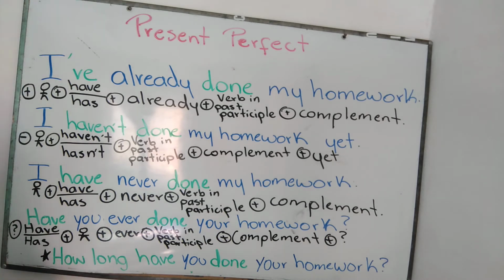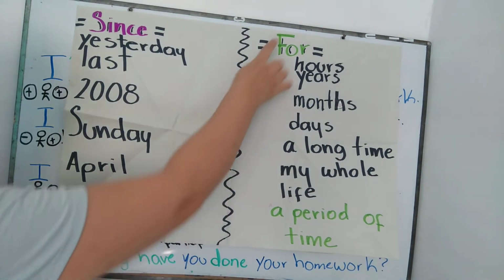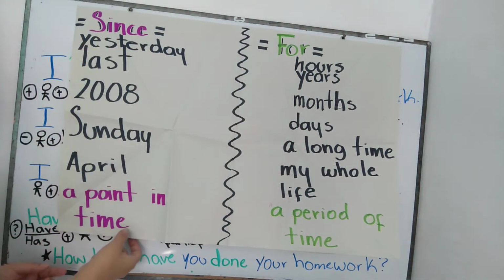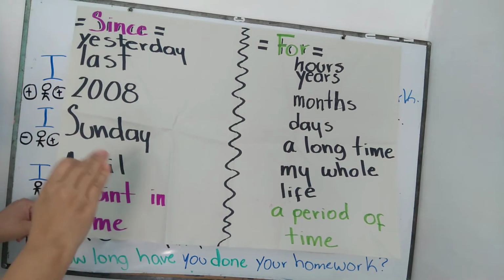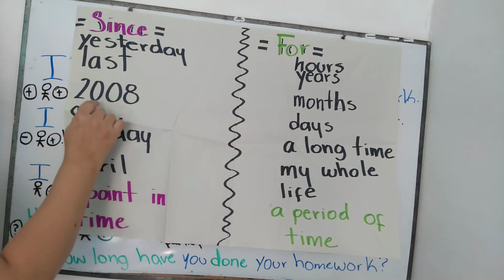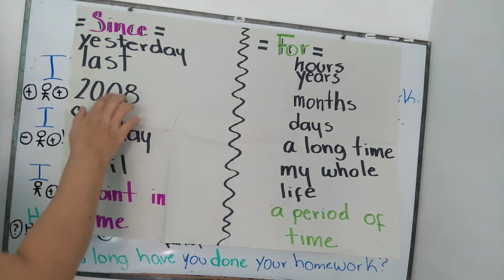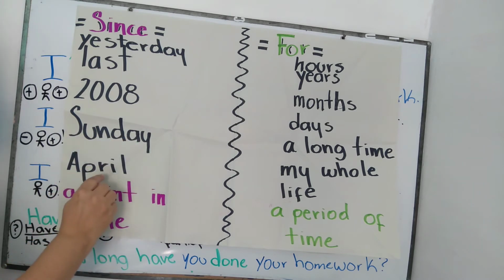Okay? For how long, you are going to answer using since or for, okay? Since you are going to use for a point in time, okay? So you can use yesterday. Yesterday is going to be with since. Last, in here you can say last week, last year, last month, okay? A specific year, the number, okay? The specific day of the week, the specific month, okay?